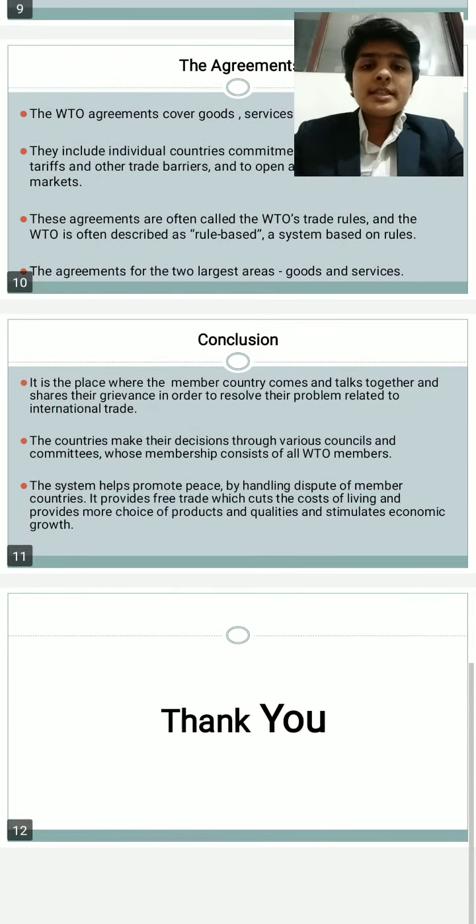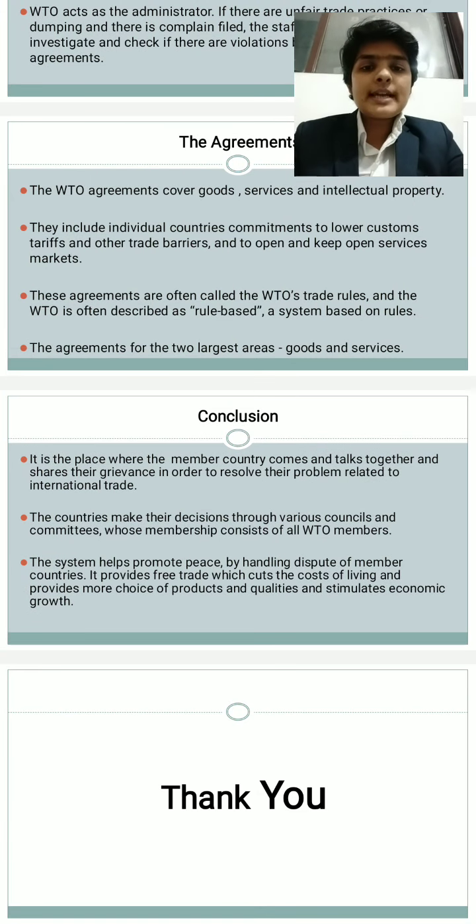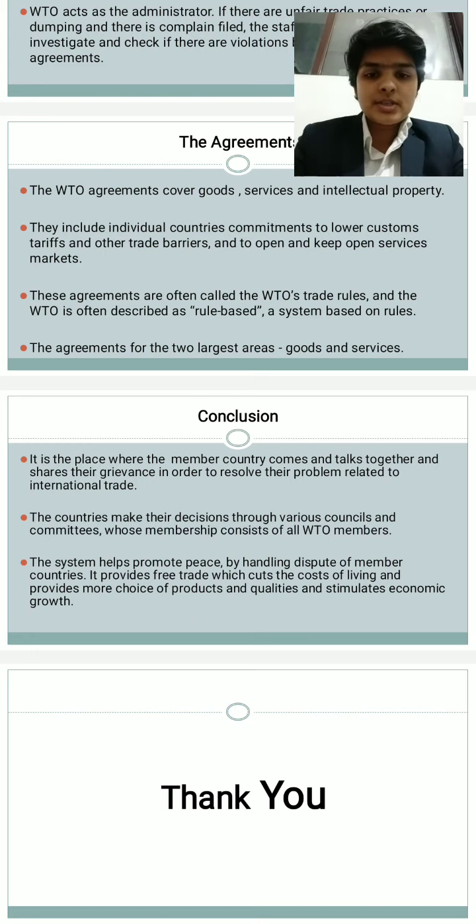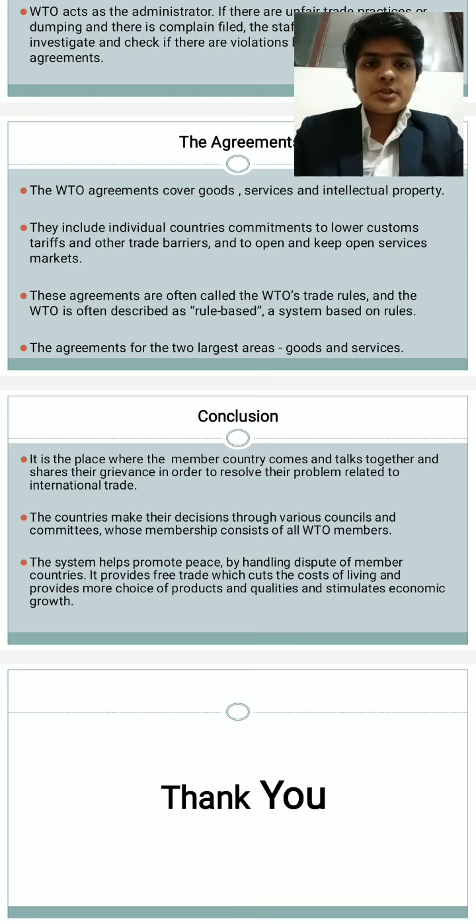Now at the end we will see the conclusion. It concludes that it is the place where member countries come, talk together and share their grievances in order to resolve their problems related to international trade. Also, the countries make their decisions through various councils and committees whose membership consists of all World Trade Organization members. The system helps promote peace by handling disputes of member countries. It provides free trade, which cuts the cost of living, provides more choice of products and qualities, and stimulates economic growth. This concludes the World Trade Organization.